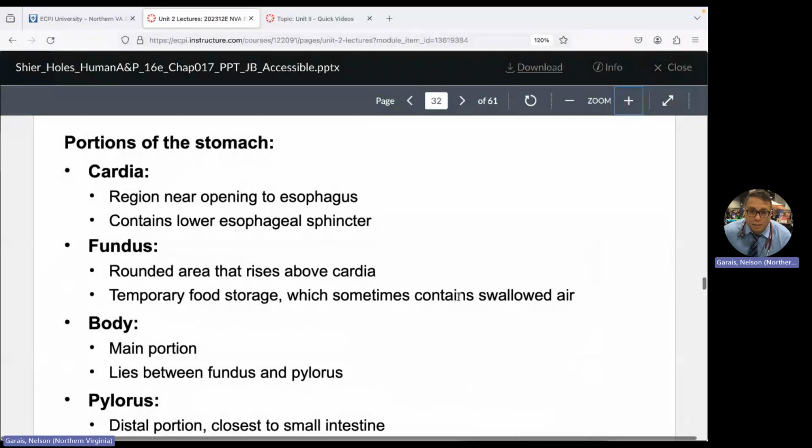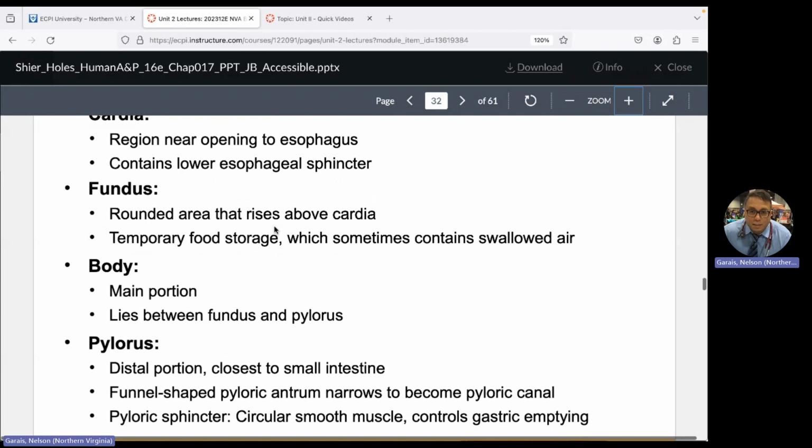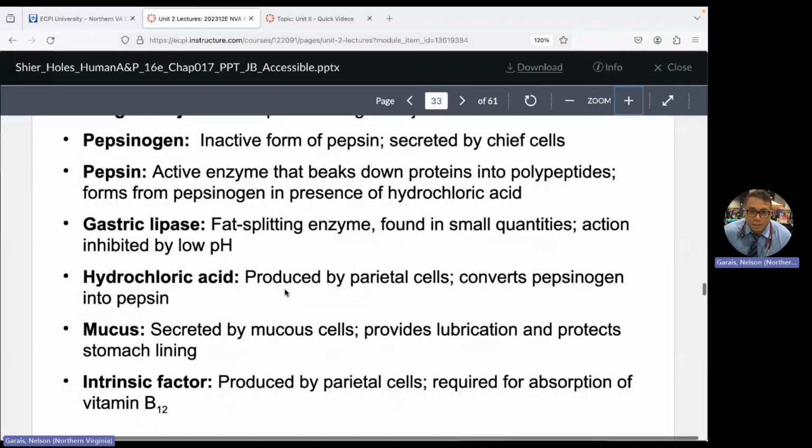Here's the area, slide 32: cardiac, fundus, body, and pylorus. Remember I mentioned in lecture, slide 33, very important: active versus inactive forms. Anything ending in -ogen is inactive, secreted by chief cells. Pepsinogen turns into pepsin, right? And the function of pepsin is to break down proteins. Gastric lipase is going to break down lipids.